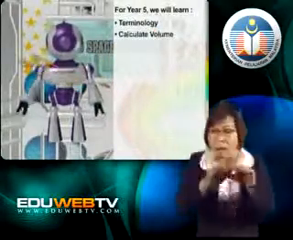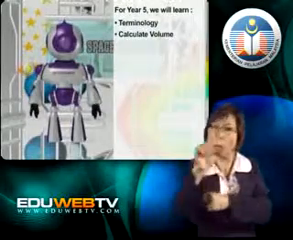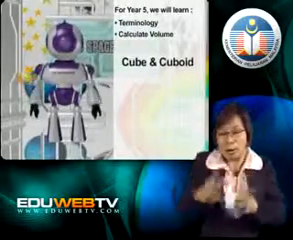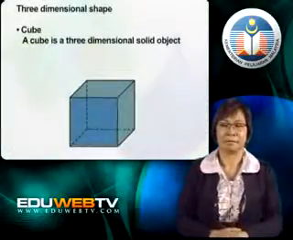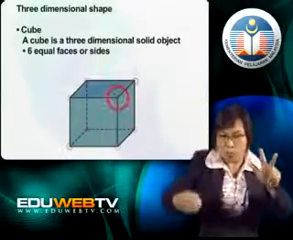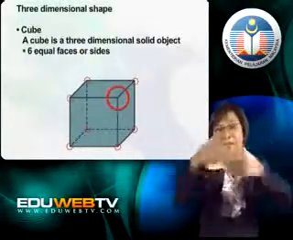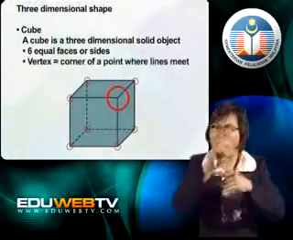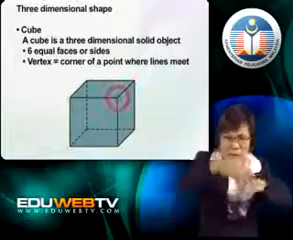Today, we learn about the terminology used to describe three-dimensional shapes and how to calculate their volume. For Year 5, we will only learn about cube and cuboid. A cube is a three-dimensional solid object that has 6 equal faces or sides. It has 3 meeting at each vertex. What is a vertex? A vertex is a corner or a point where lines meet.